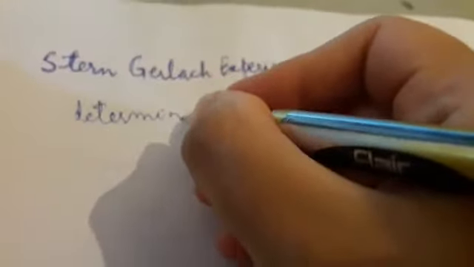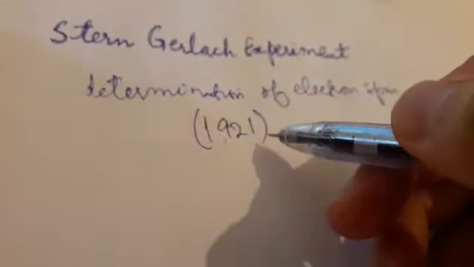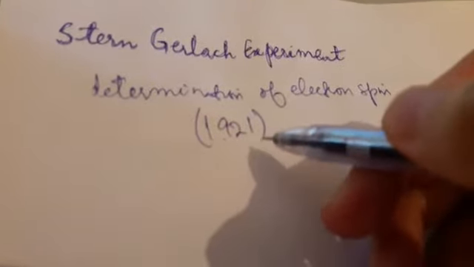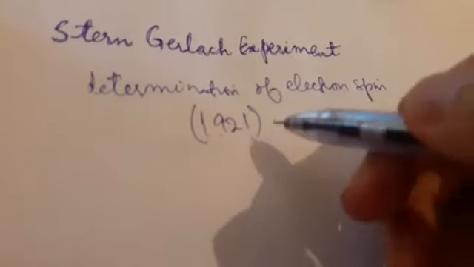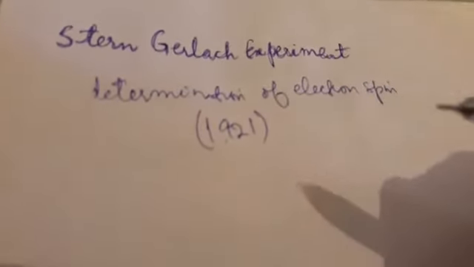Students, today we will talk about the Stern-Gerlach experiment. This is an experiment which was used to determine the spin of an electron. So it helped us in the determination of electron spin. The experiment was done in 1921. Until then, we knew about the mass of the electron and the charge of the electron, but through this experiment, we got to know about another intrinsic property of an electron, and that is its spin.